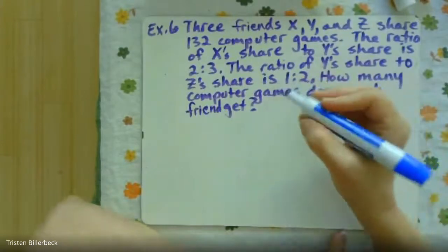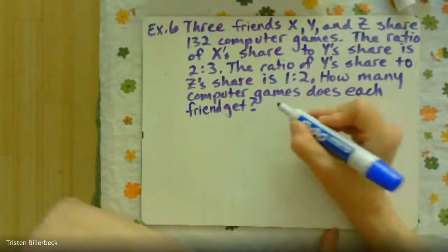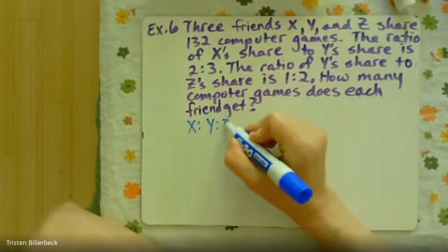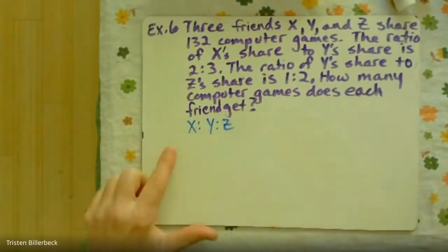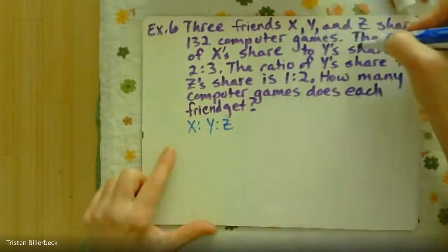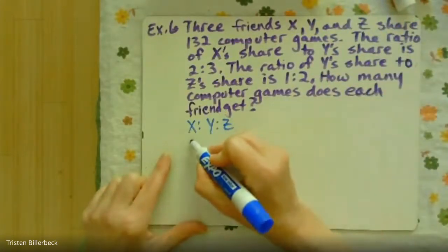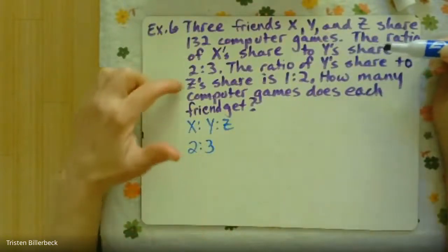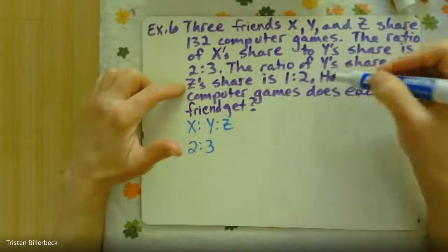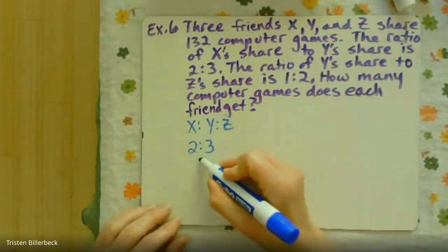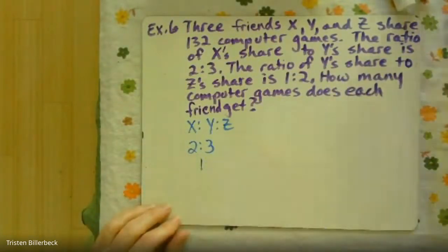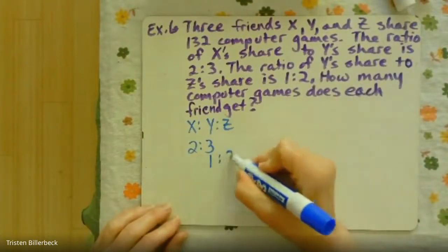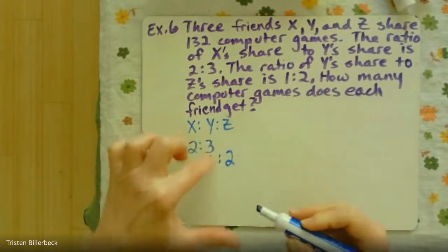All right, so first we want to make an X to Y to Z ratio. Our first ratio for X's share to Y's share is 2 to 3. But then Y's share to Z's share is, whoops, let me write that over here, 1 to 2.